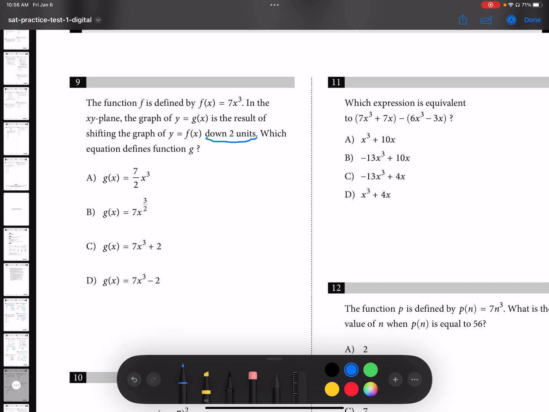So when we have down 2 units, that means that's for g of x. So that means we write this as g of x is equal to 7x cubed. When it says down, it's negative, so minus 2. That means D should be our answer.